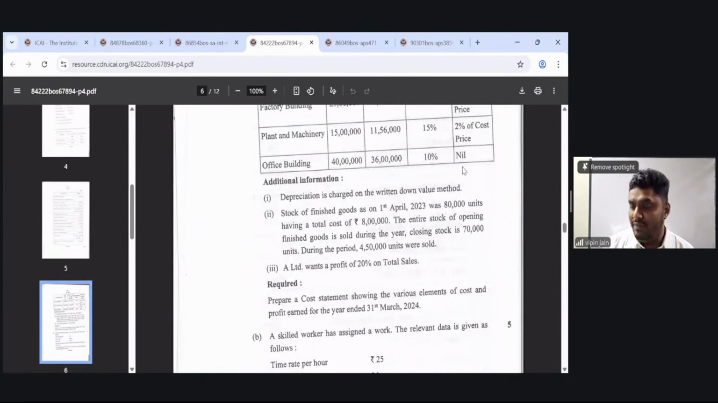Rest, the value of opening and closing stock is given. Closing stock is to be valued at cost of production. So I hope this part is clear to all, and I hope you found that question very easy. So was the question easy or difficult? Yes, guys.